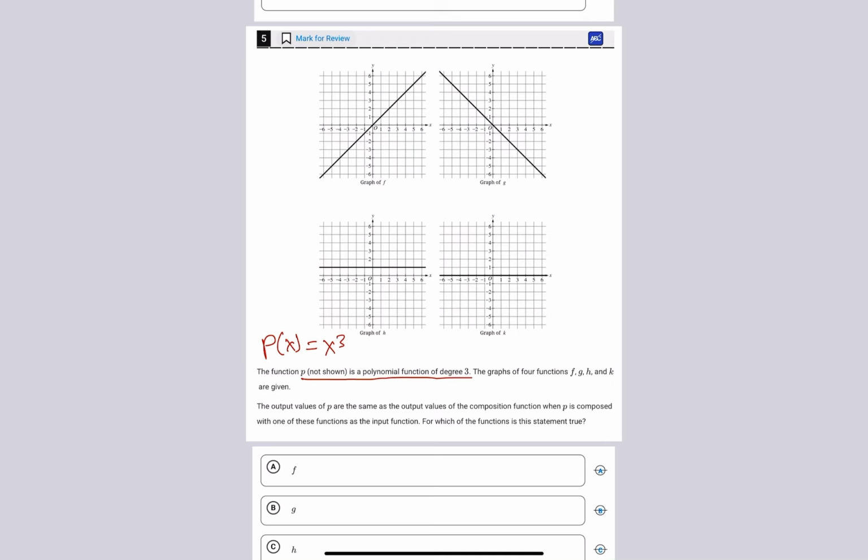The graphs of 4 functions f, g, h, and k are given. The graph of f is clearly y equals x: 1, 1, 2, 2, 3, 3, and so on. The graph of g is y equals negative x. I'm sorry about that. The graph of h is y equals 1, and the graph of k is y equals 0.